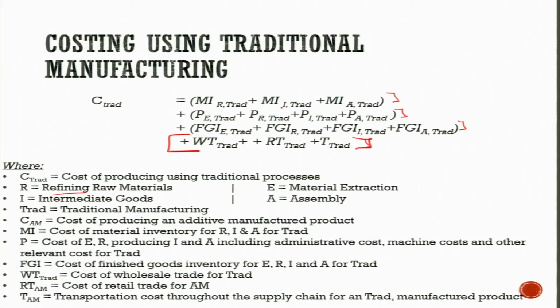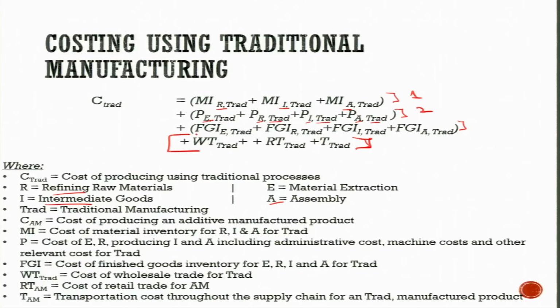Number 2, I is for the intermediate goods. Number 3, A is for the assembly, right? Now, production cost for the extraction for the traditional manufacturing, for the refining, for the inventory and for the assembly in the traditional manufacturing. This is the second component. First, second.